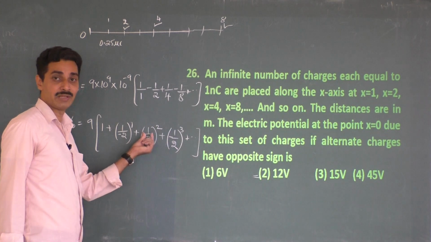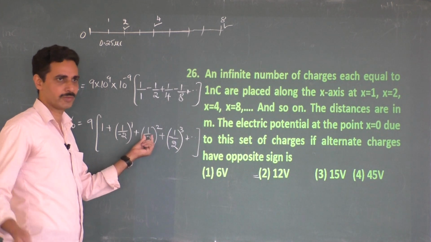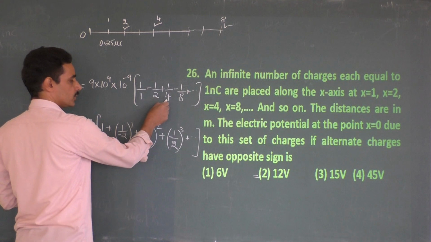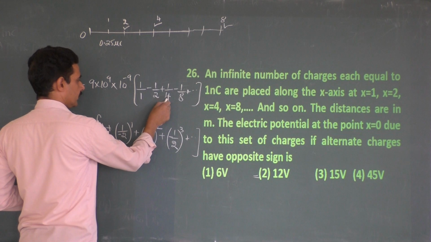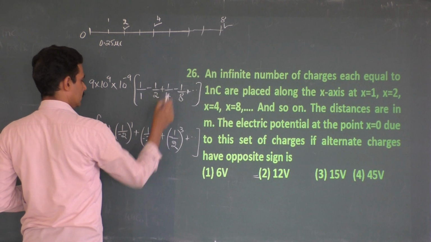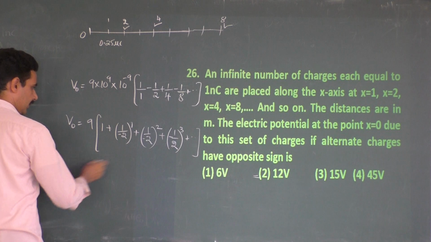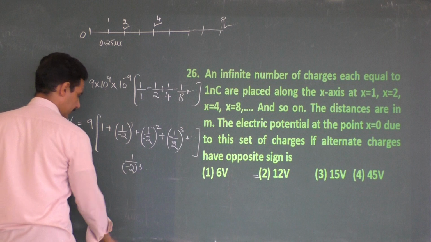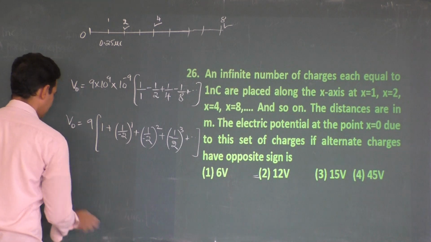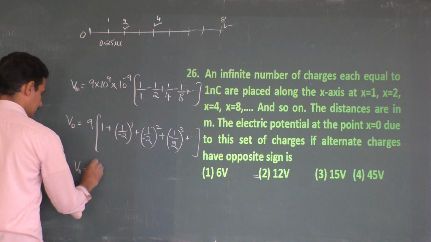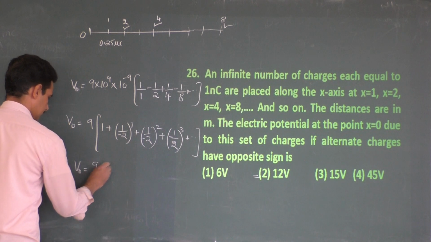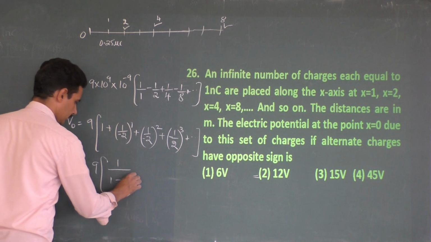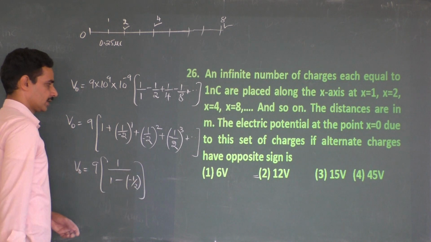Wherever you have even powers, square, to the power 4, to the power 8, that becomes plus. So this is 1 by 2, 1 by minus 2 whole square, 1 by 4, 1 by minus 2 whole cube. So 1 by minus 2 whole cube is the common factor, 1 by minus 2 is the common ratio, right? So I can write the potential at the center as 9 into first term minus common ratio. Minus 1 by 2 is the common ratio.